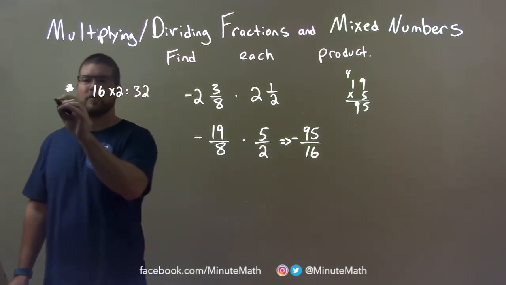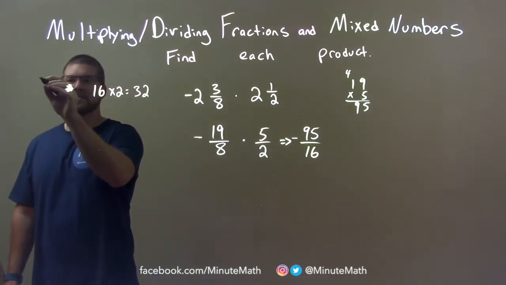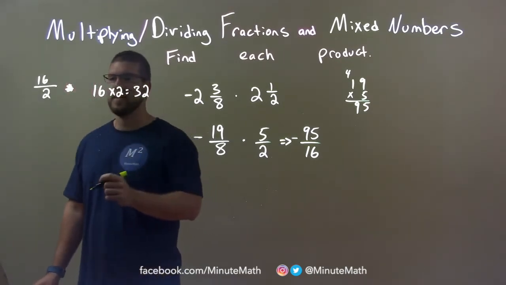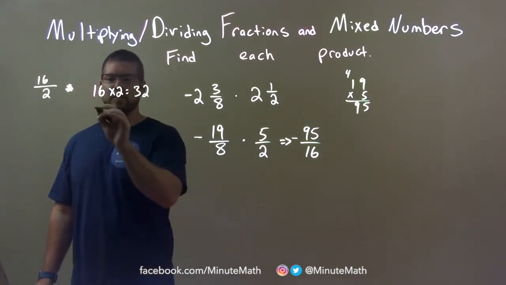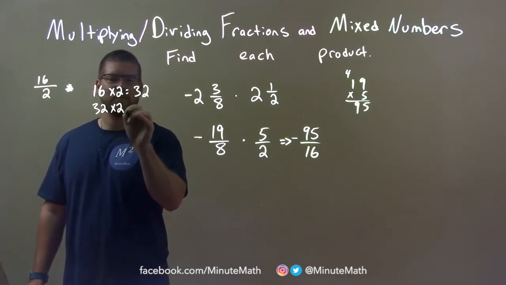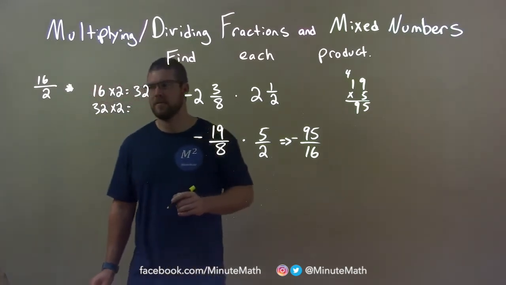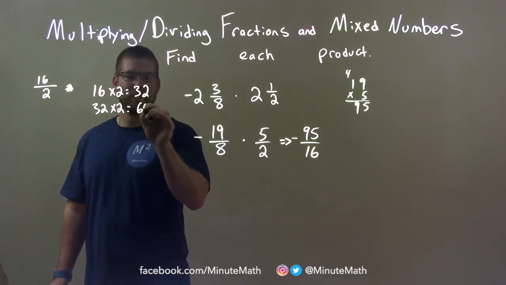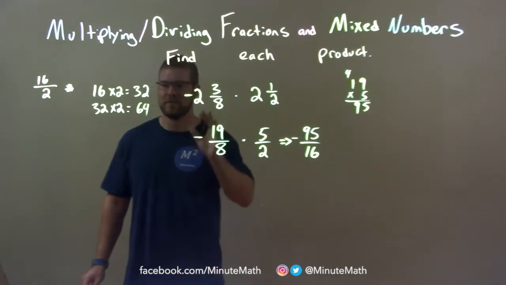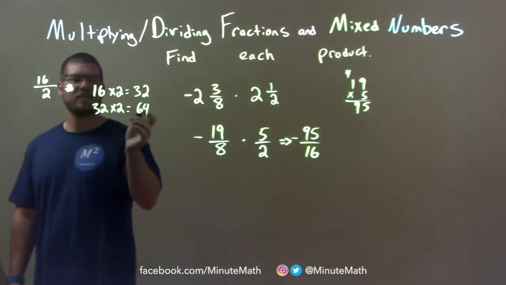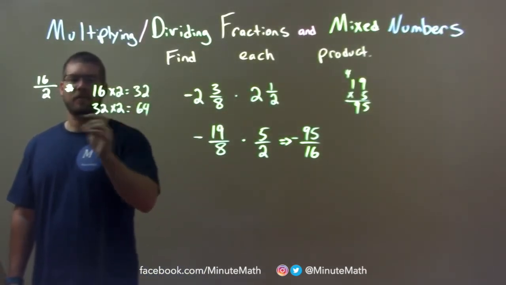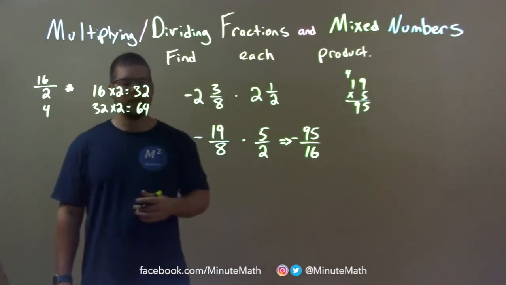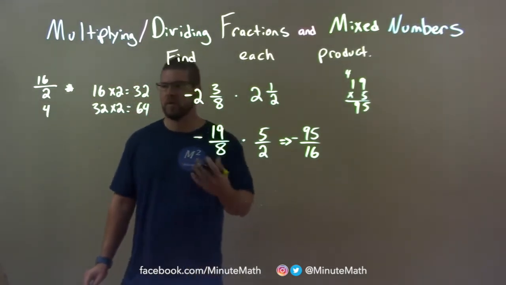So now, how many 16s so far? There's 2 so far to get 32. Then I multiply 32 times 2. 32 times 2 gives me 64. We're not at 95. We're trying to get up to 95. That's a total of 4 16s that we used to get there. All right, now we're getting close. So I'm like, let's do one more.